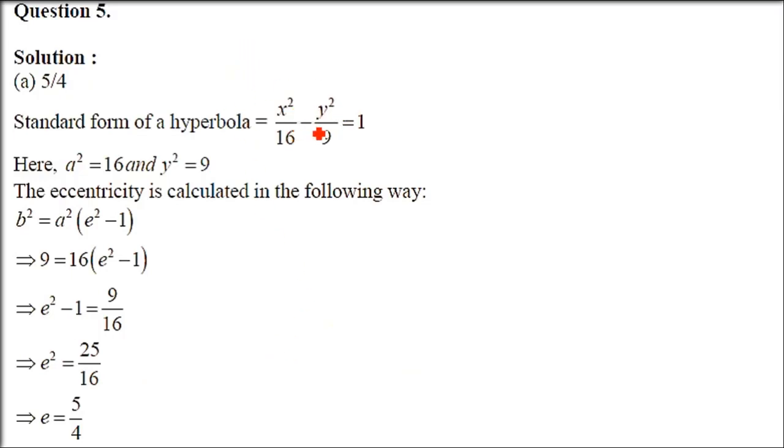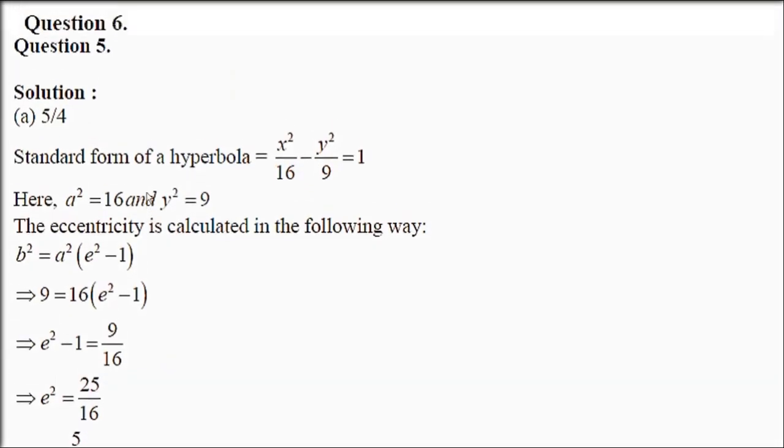The equation is given as 9x square minus 16y square equals 144. So divide both sides by 144. We'll get x square by 16 minus y square by 9 equals 1. a square is 16, b square is 9. So b square equals a square into (e square minus 1), and you know, e will come as 5 by 4.